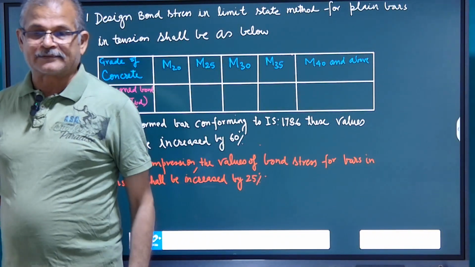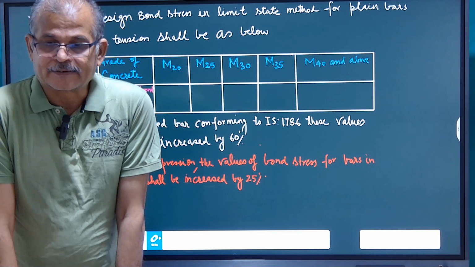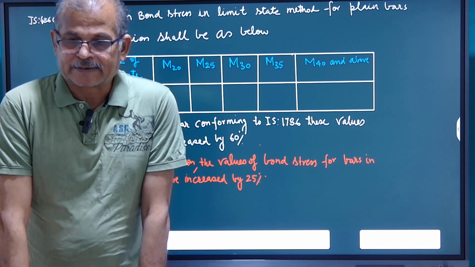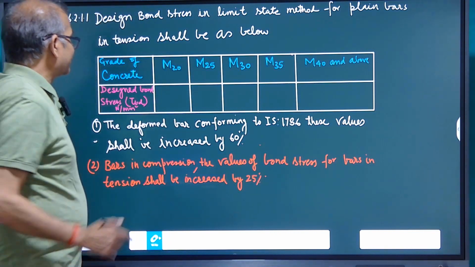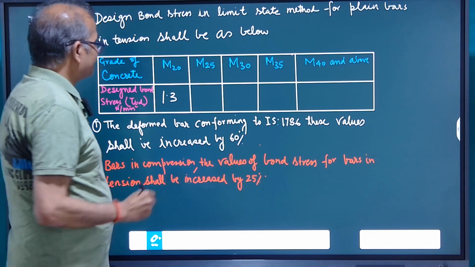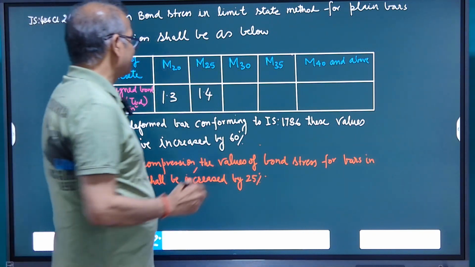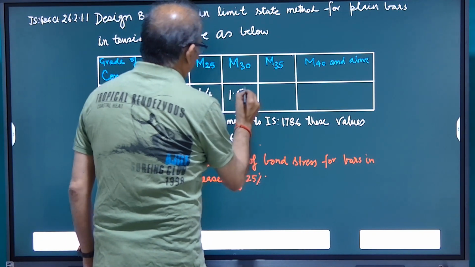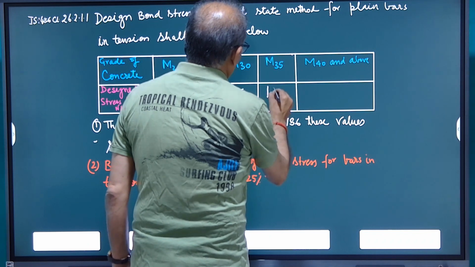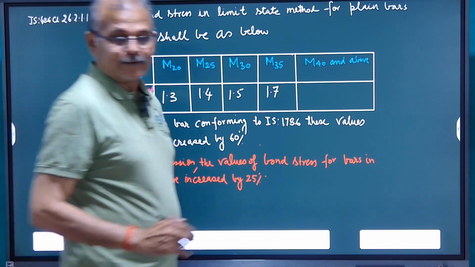Now, what is the bond stress for different grades of concrete in IS 456 is given in the table. We can directly use this table for taking the values of bond stress. For grade M20, it is 1.3 Newton per mm square. For M25, it is 1.4 Newton per mm square. For M30, it is 1.5 Newton per mm square. For M35, it is 1.7 Newton per mm square. And for M40 and above, it is 1.9 Newton per mm square.